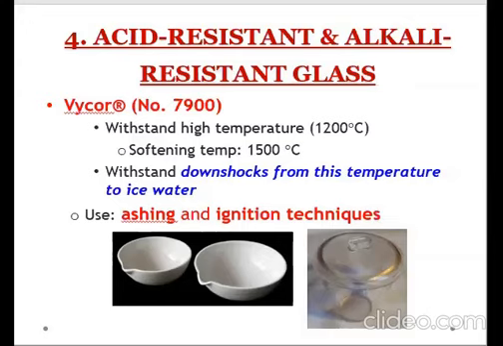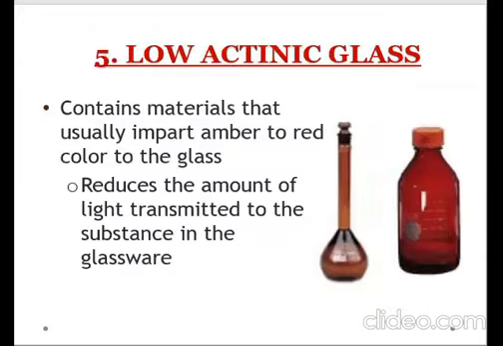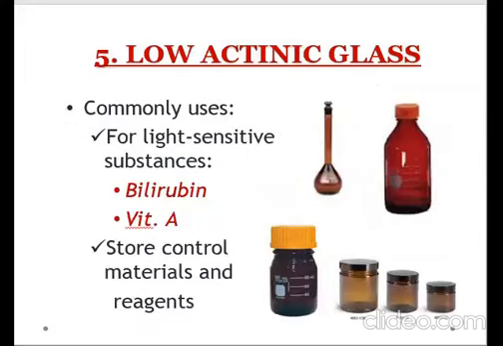Okay. The fifth type of glass is your low actinic glass. So this one contains materials that usually impart an amber to red color to the glass. And because the glass now has a color, remember, light cannot easily pass through. That's why this type of glass is good if you're going to use it to protect light-sensitive substances or materials. So what are examples of those light-sensitive substances or materials that I'm referring to? Examples of those are your bilirubin and vitamin A.